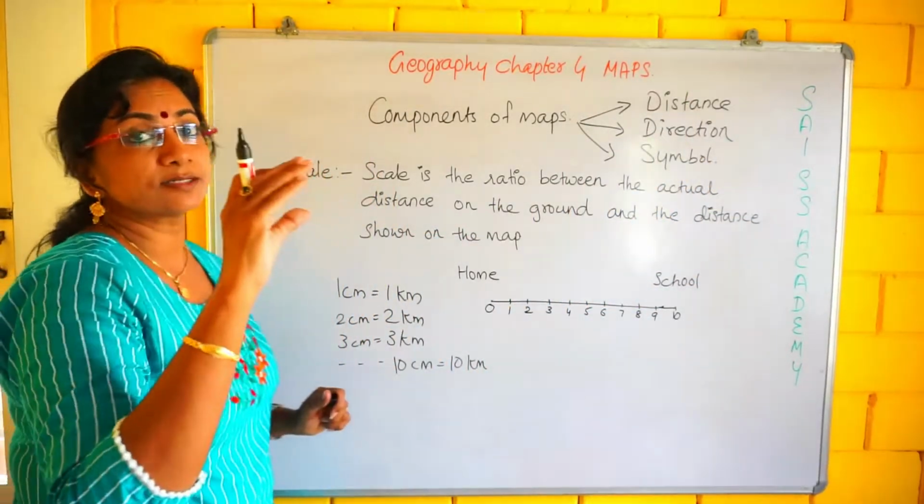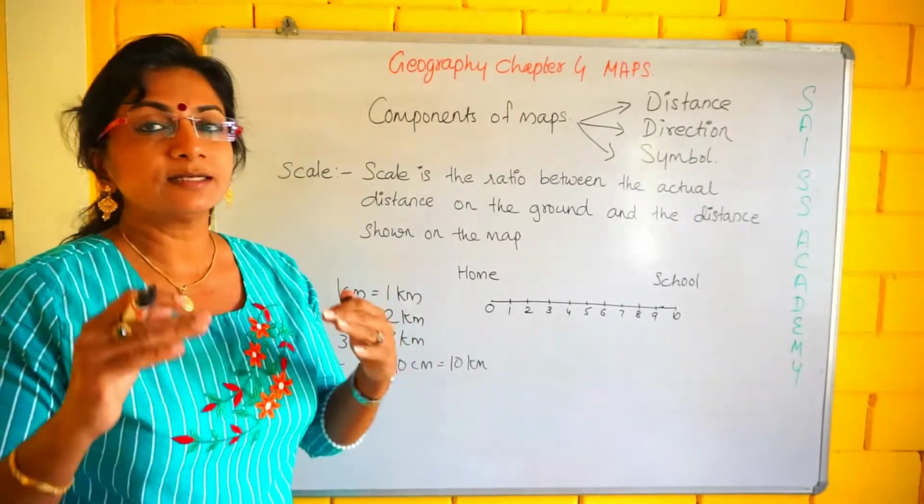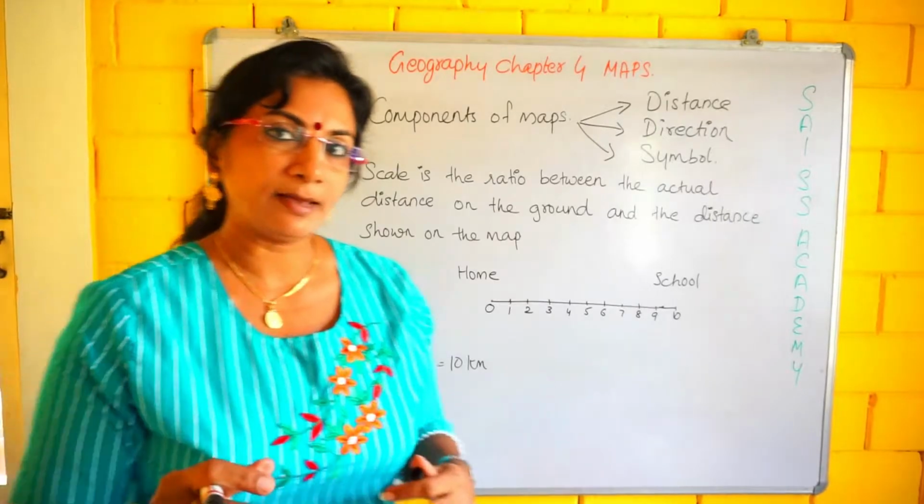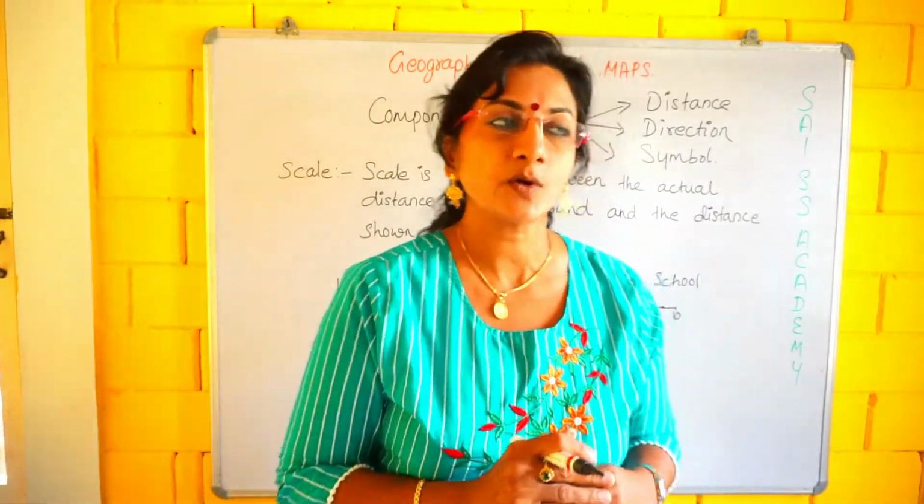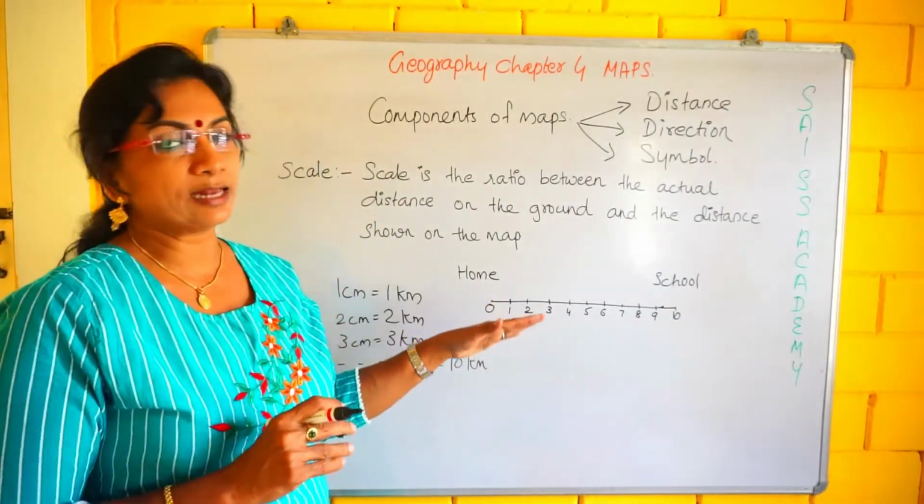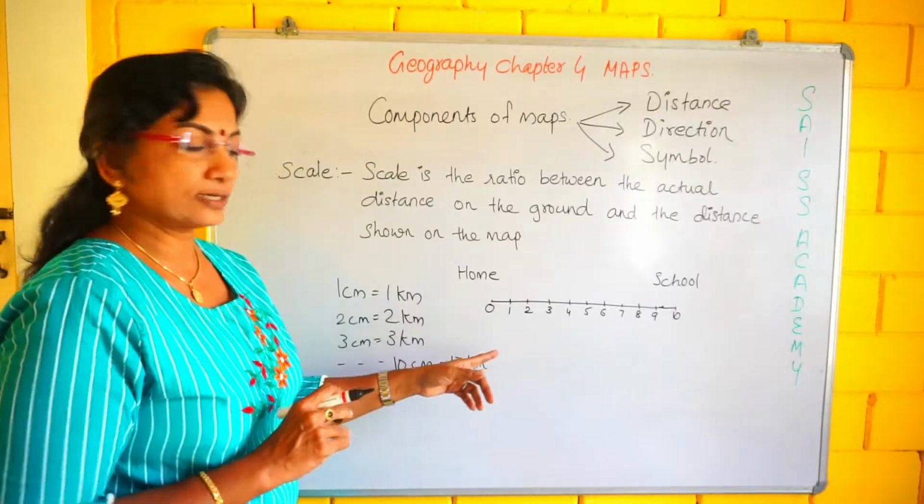That means we can't show the kilometers on a map. We have to take the small scale. This is the scale. So, the scale is very important in every map, and the scale will help to calculate the distance between any two places on a map. Got it? I think you understand this.